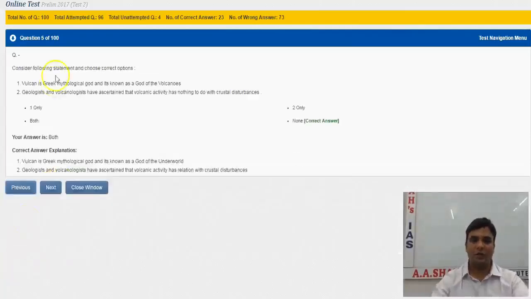Then there was a question on Vulcan, the Greek mythological god and stuff like that. See, such questions are put in the paper only to flummox you. Such questions probably are not going to be asked in UPSC. UPSC will not ask you a question based on Greek mythology.